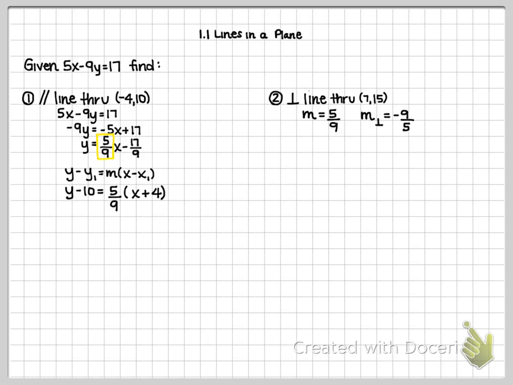One way that you can check and make sure that your slopes are perpendicular is you multiply them together and you should get -1. The only time you won't is the special cases. So now I'm going to go through and I'm going to use my new slope here.